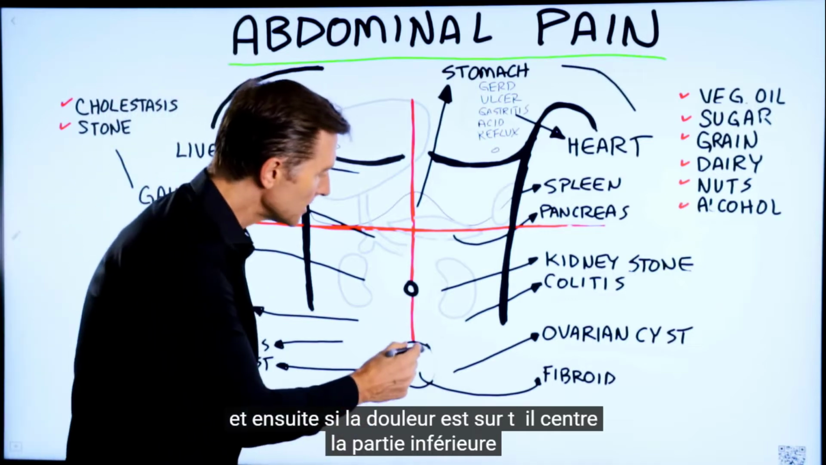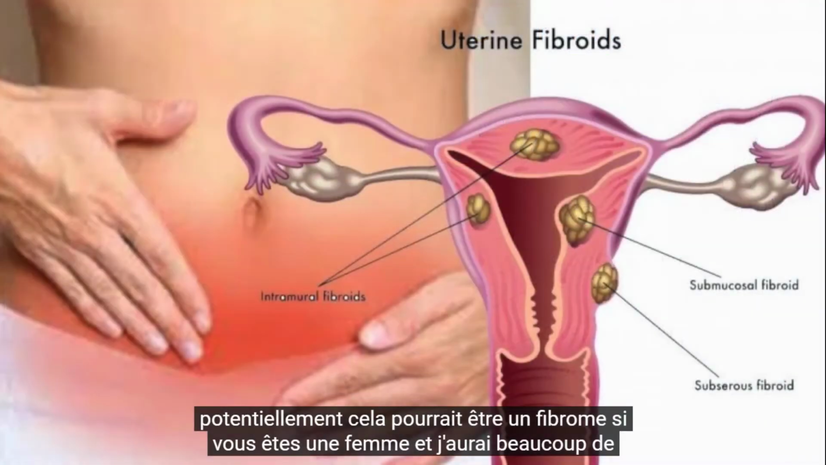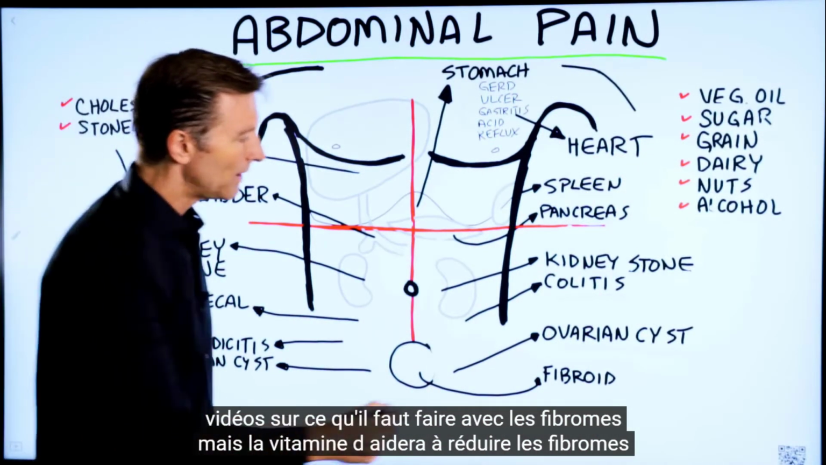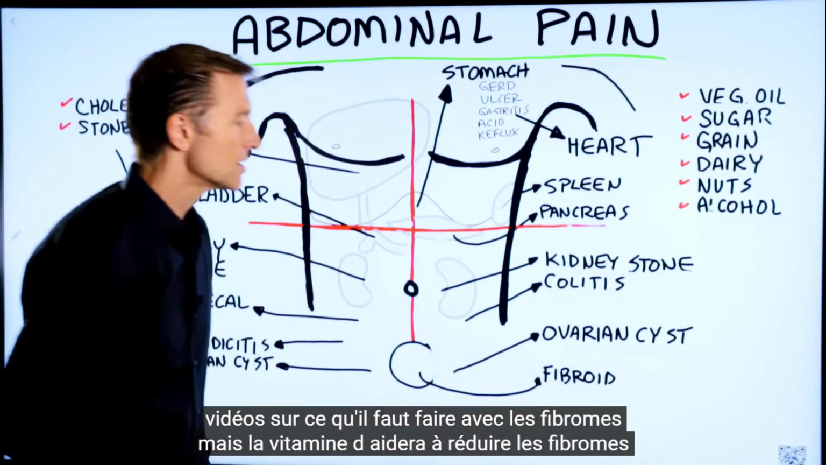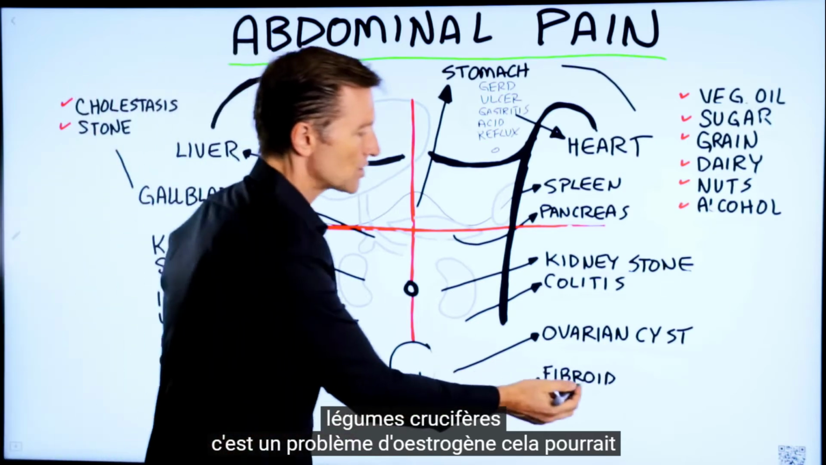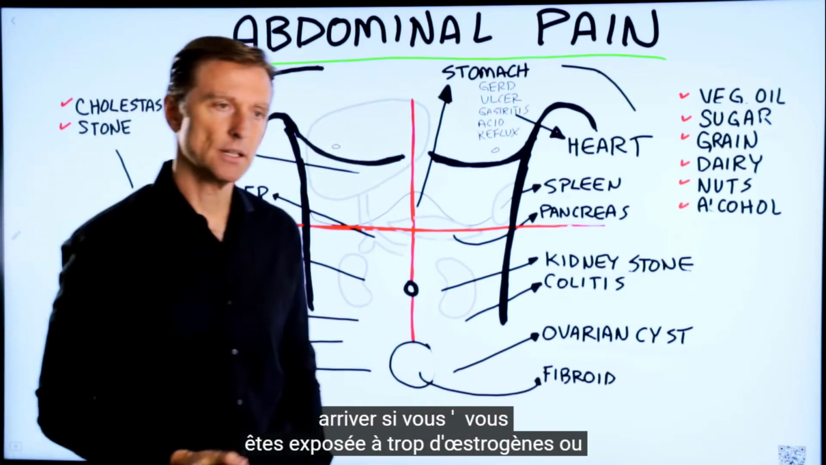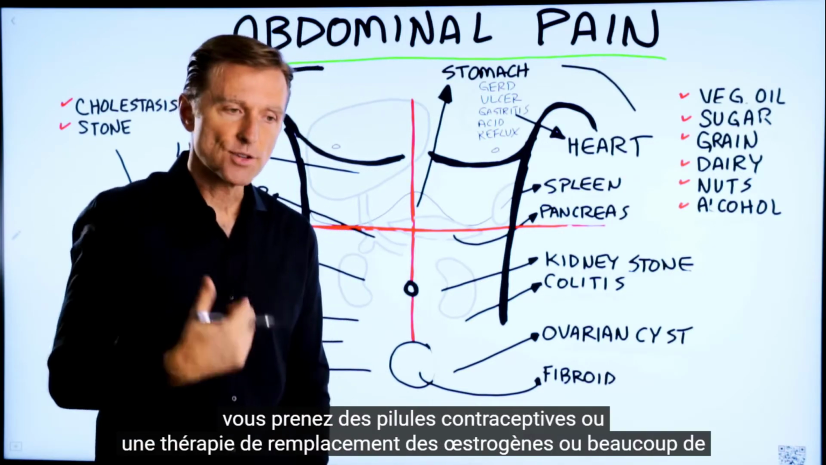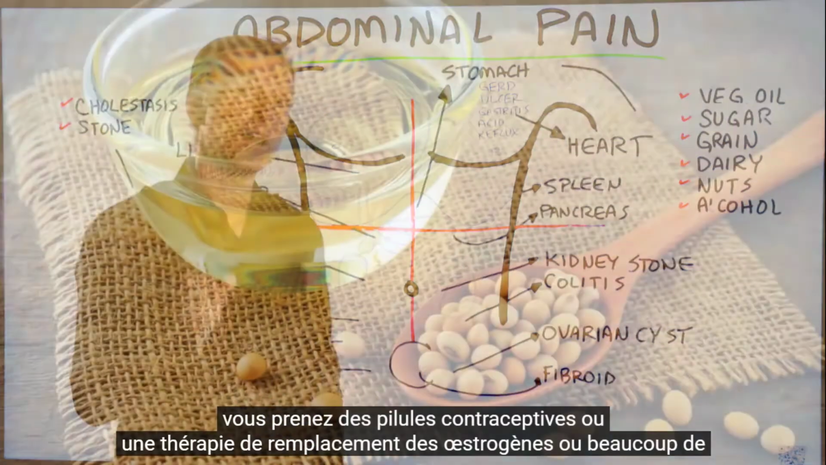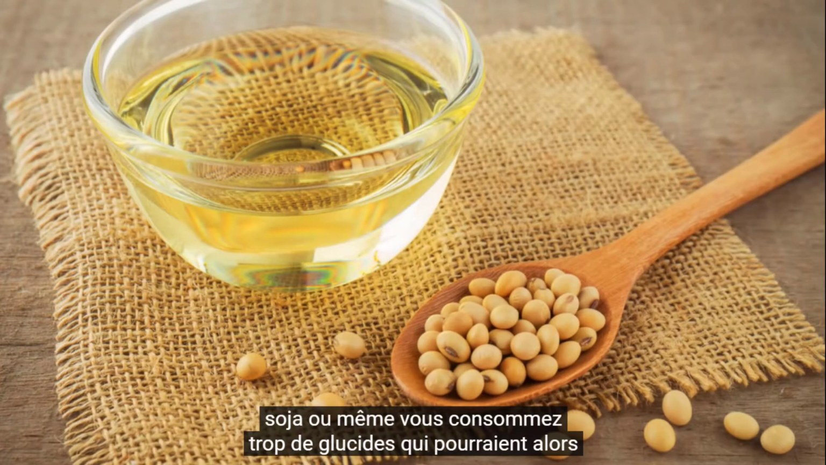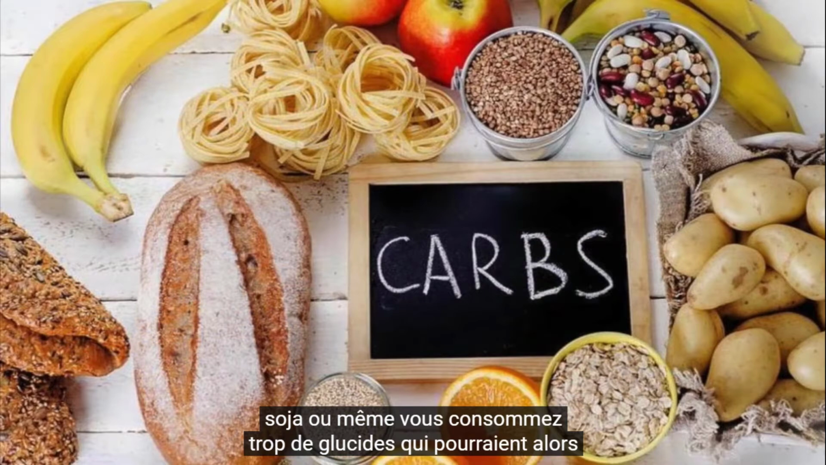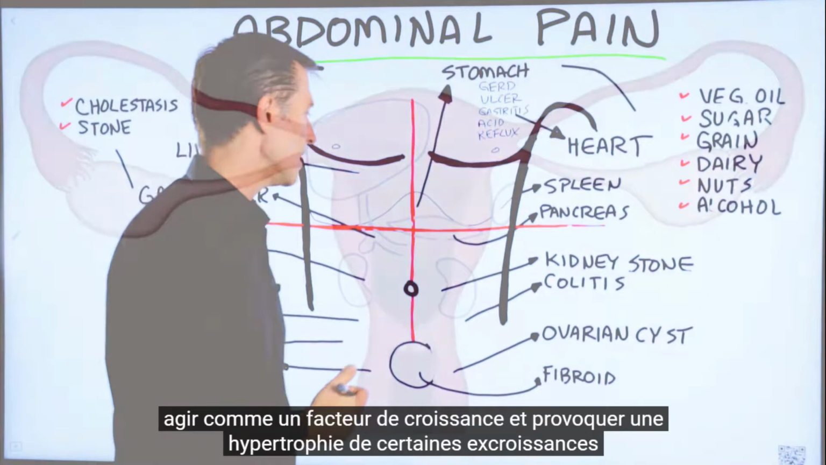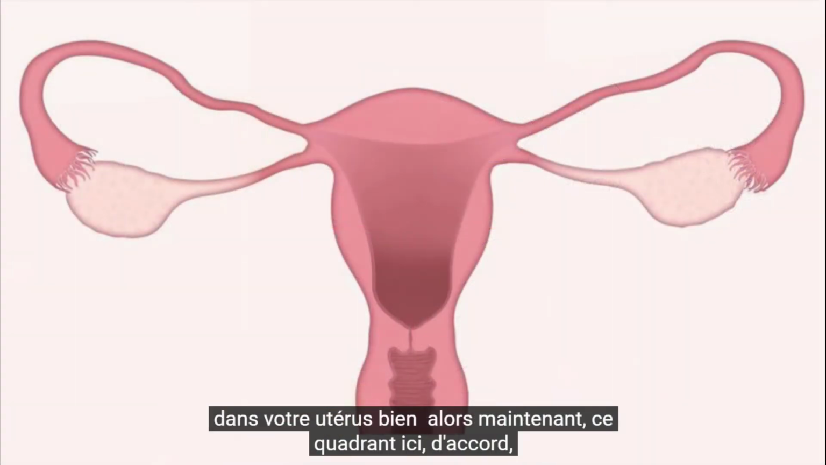And then if the pain is on the center lower part, potentially it could be a fibroid if you're female. I'll have a lot of videos on what to do with fibroids, but vitamin D will help shrink fibroids, as will cruciferous vegetables. This is an estrogen problem. It could happen if you're being exposed to too much estrogen, or you're taking birth control pills or estrogen replacement therapy, or a lot of soy, or even consuming too much carbohydrate, which could then act as a growth factor and cause an enlargement of certain growths in your uterus.